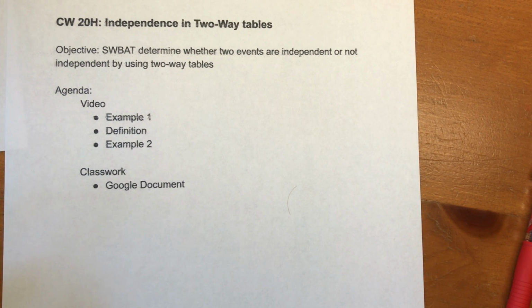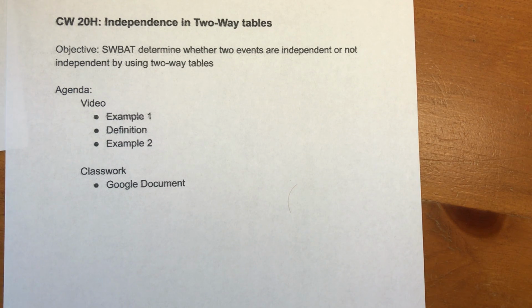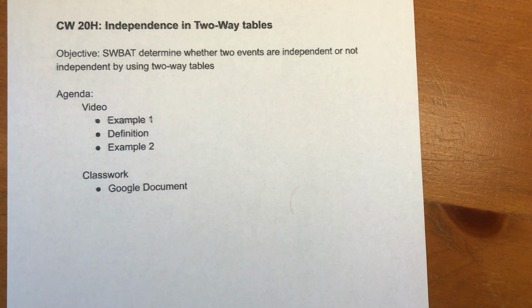This is classwork number 20 in week 8, and we're going to be looking at independence. So the objective is for students to be able to determine whether two events are independent or not independent by using two-way tables. And we'll specifically be looking at conditional probability. So make sure you've done classwork 19 before you do classwork 20.